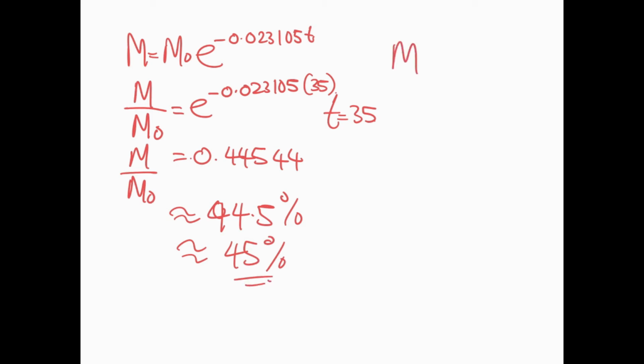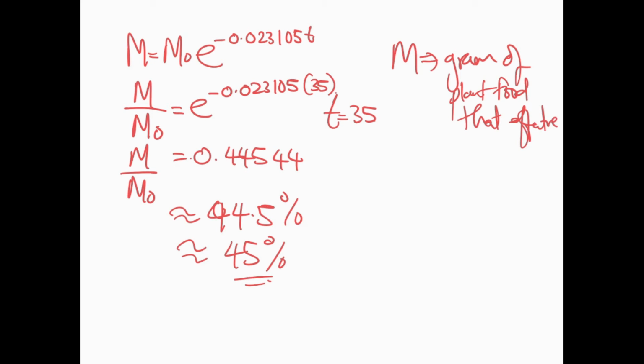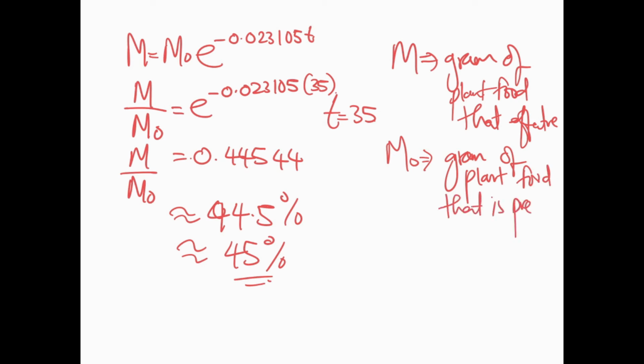So m is grams of plant food that's effective, whereas m0 is grams of plant food that is present and effective after t days.